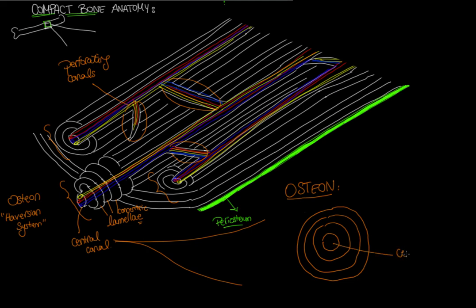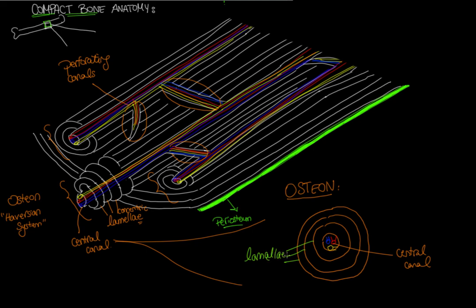So this is going to be your central canal. Inside of it, we're going to find our veins, our arteries, as well as our nerves. And we went ahead and labeled these, and these are going to be our lamella.